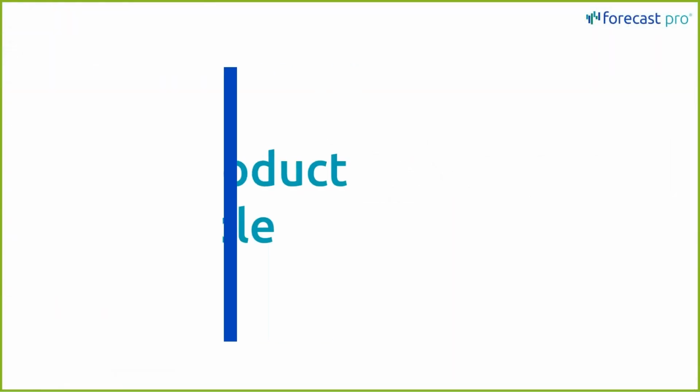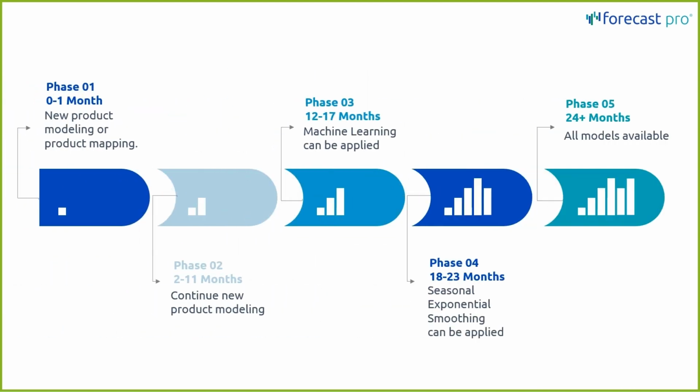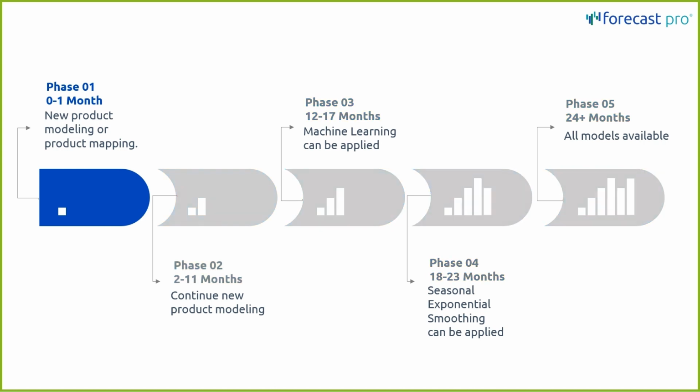So the last topic I want to cover today is the new product lifecycle. Because new products don't have much history, we want to be sensitive to which models they can support. And a helpful way to do this is to think of them in phases. For instance, our phase 1 items are those with only 0 to 1 month of history, similar to those that we saw attached to our project a moment ago using a special Excel sheet.